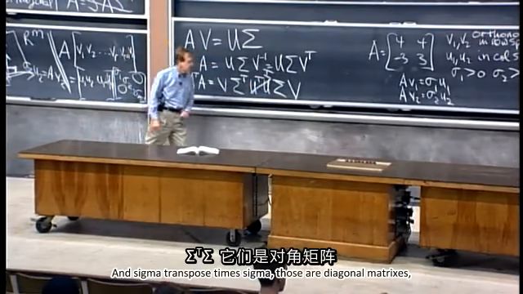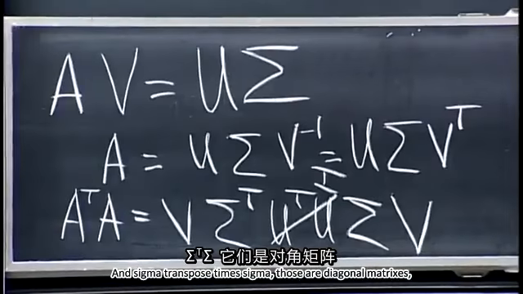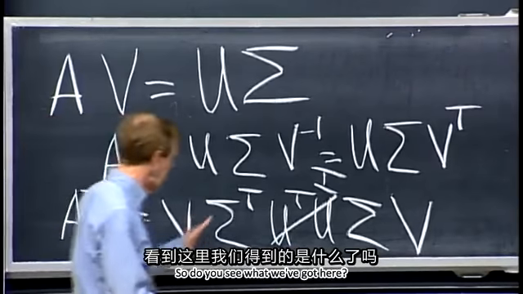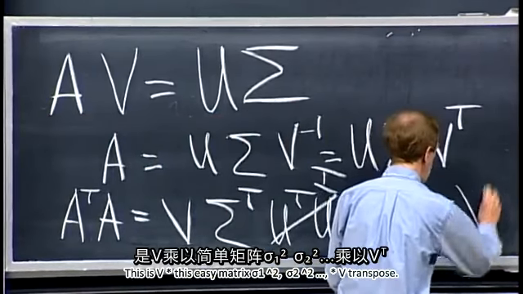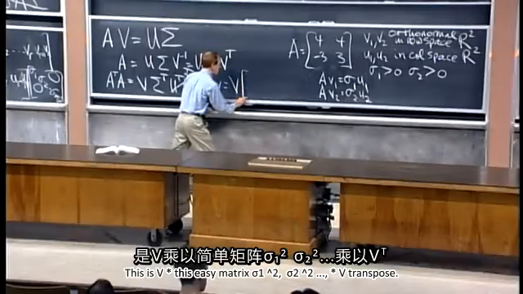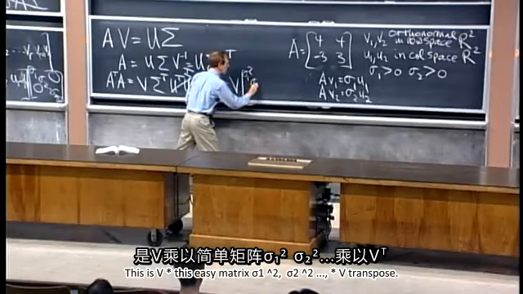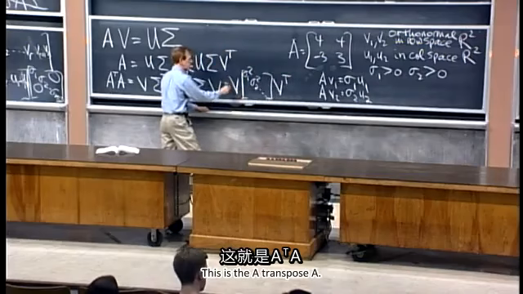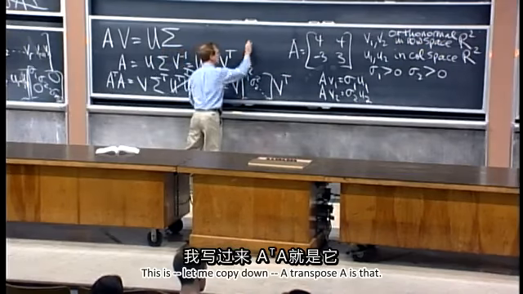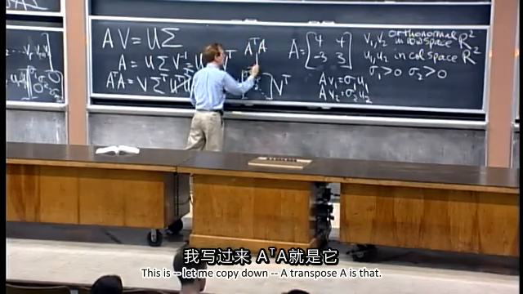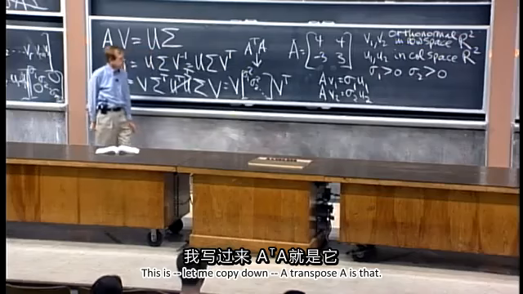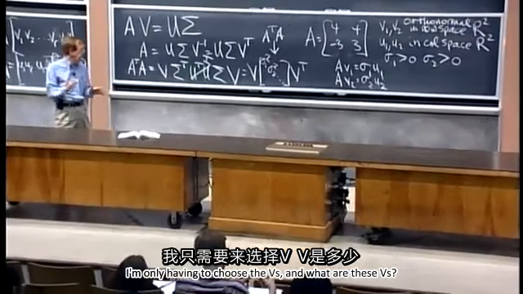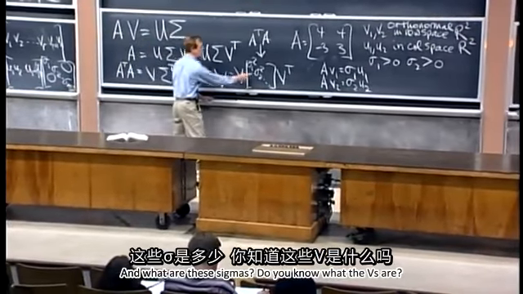And sigma transpose times sigma, those are diagonal matrices. So their product is just going to have sigma squareds on the diagonal. So do you see what we've got here? This is V times this easy matrix, sigma 1 squared, sigma 2 squared, times V transpose. This is A transpose A. Let me copy down, A transpose A is that. U's are out of the picture now. I'm only having to choose the V's. And what are these V's? And what are these sigmas?